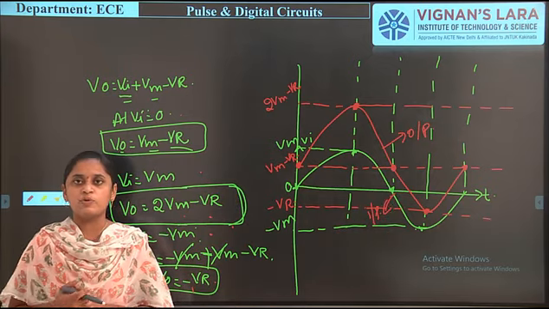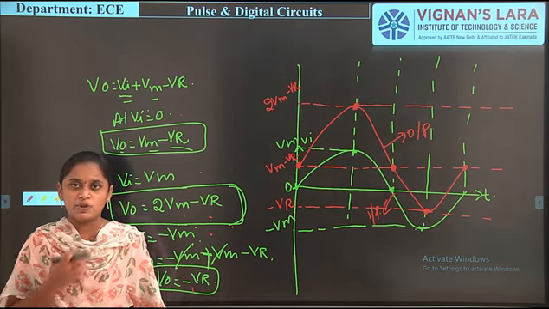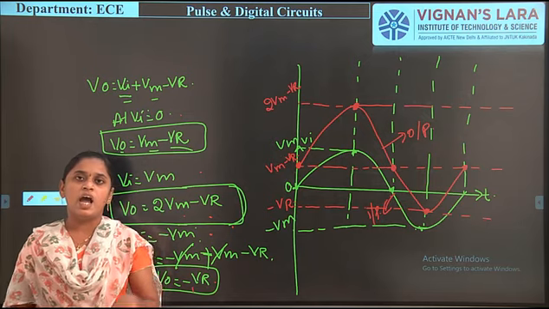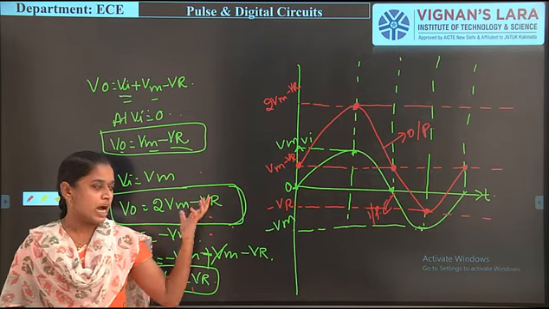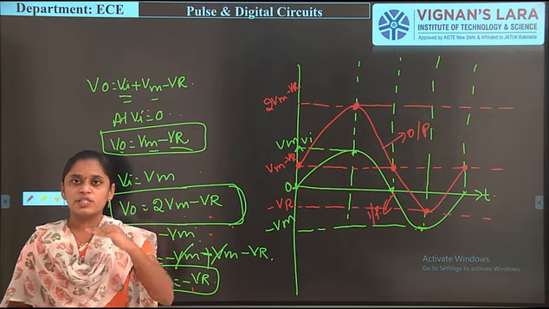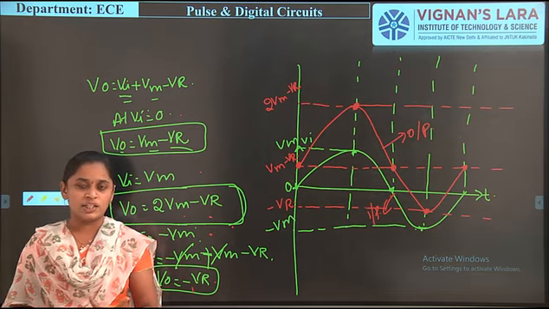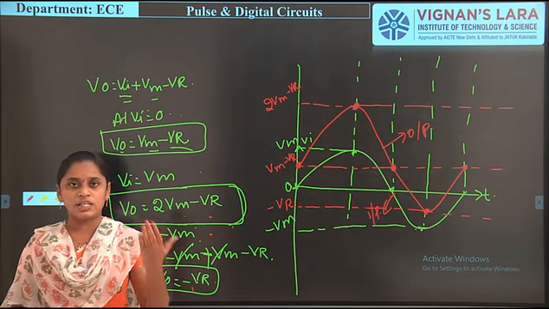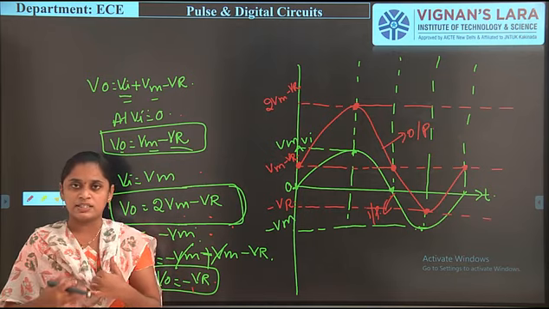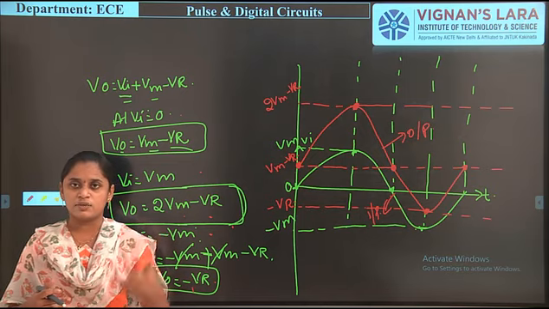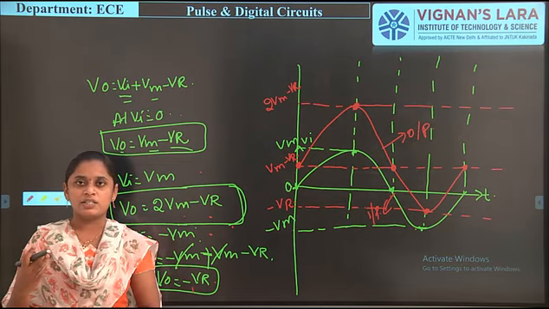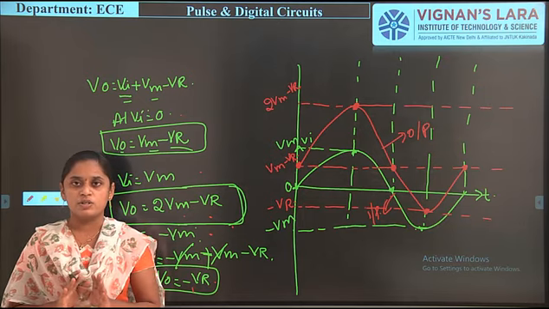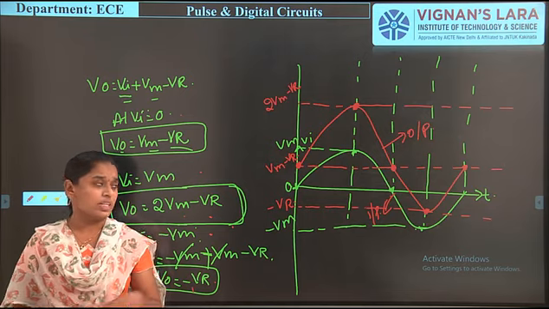Up to this we discussed what a clamper is and the types of clampers: positive peak clamper and negative peak clamper, with reference and without reference. A clamper shifts the signal above or below the DC line. A positive clamper shifts the signal above the DC line, and a negative clamper shifts it below, based upon the references. A positive clamper is also known as a negative peak clamper, and a negative clamper as a positive peak clamper.